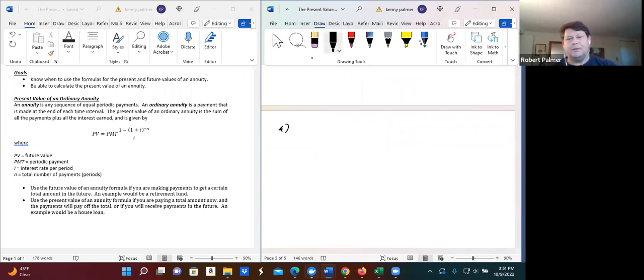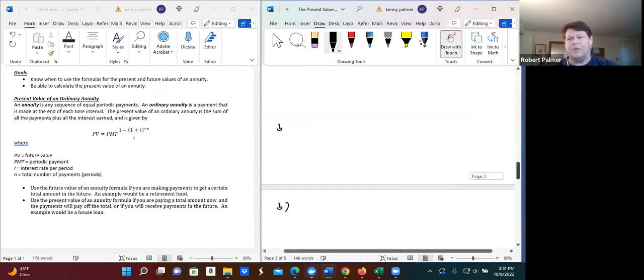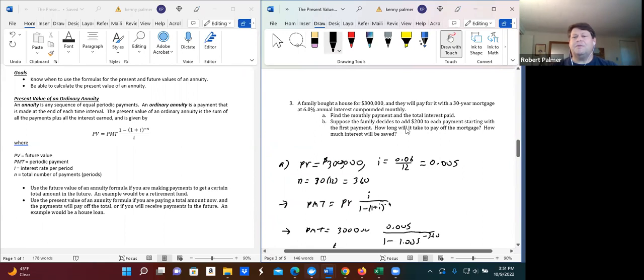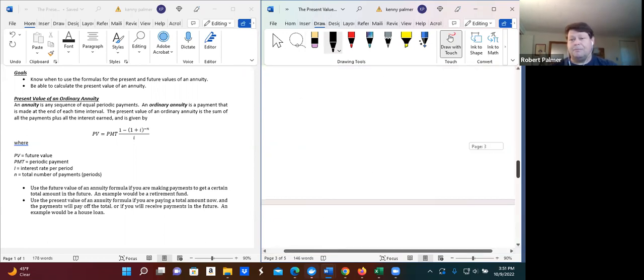What does part B ask? Part B is asking, if we change our monthly payment, what effect will that have? Part B says, suppose the family decides to add $200 to each payment, starting with the first payment. How long will it take then to pay off the mortgage, and how much interest will be saved? Okay, let's take a look at that.